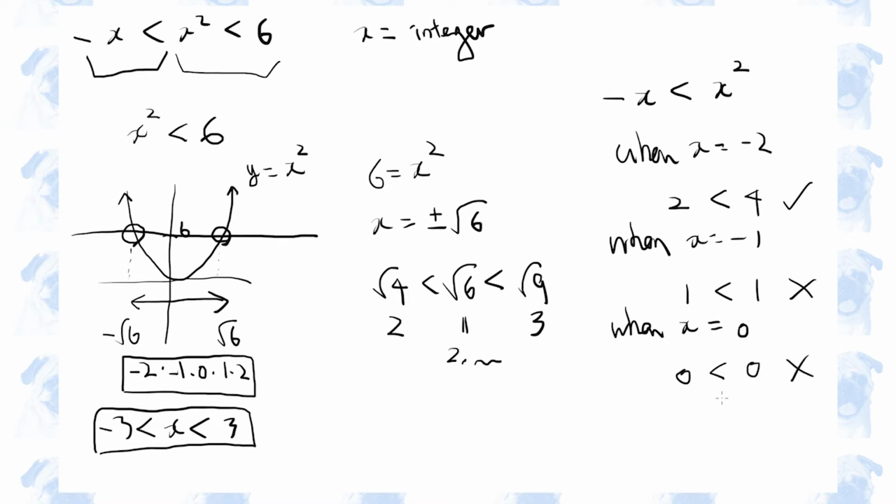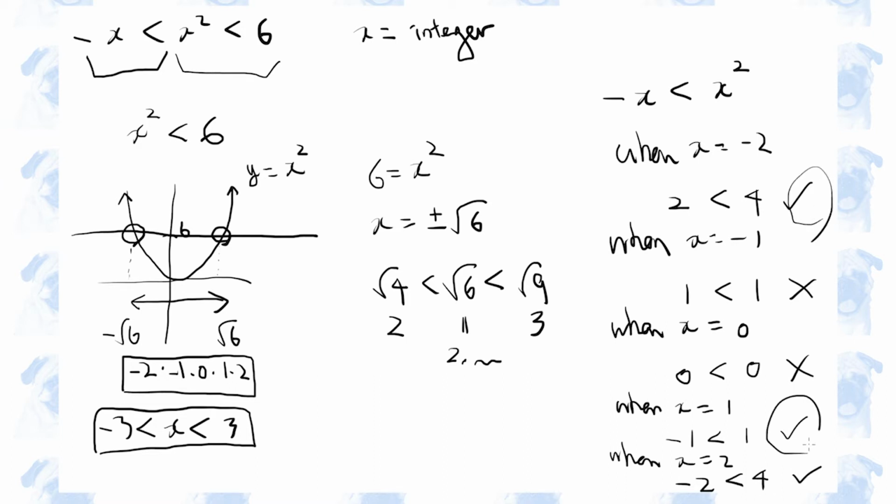This is false. When x is 1, minus x becomes minus 1 and x squared becomes 1, which is true. When x is 2, minus x becomes minus 2 and x squared becomes 4, which is also true. So we have 1, 2, 3 integers. So the answer is 3.